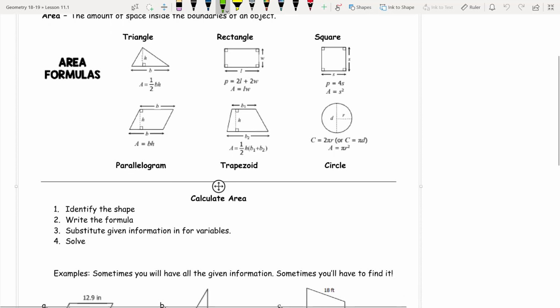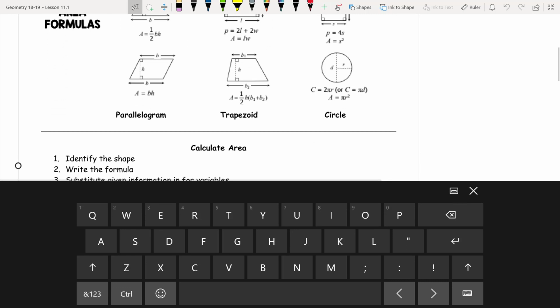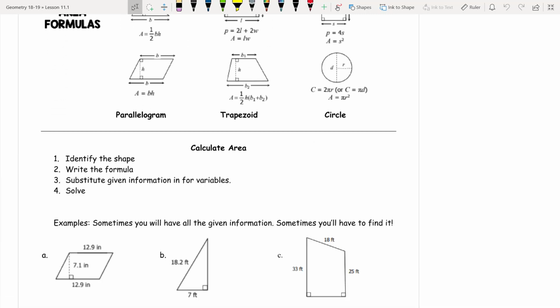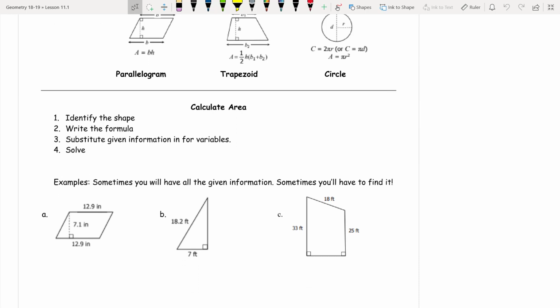Whenever we deal with anything area, we've got 4 steps really. You've got to identify the shape and then write down the formula. Immediately write the formula so that you're not trying to guess after the fact. Go to that formula first and foremost. Once you've done that, substitute the info they gave you and then solve out.